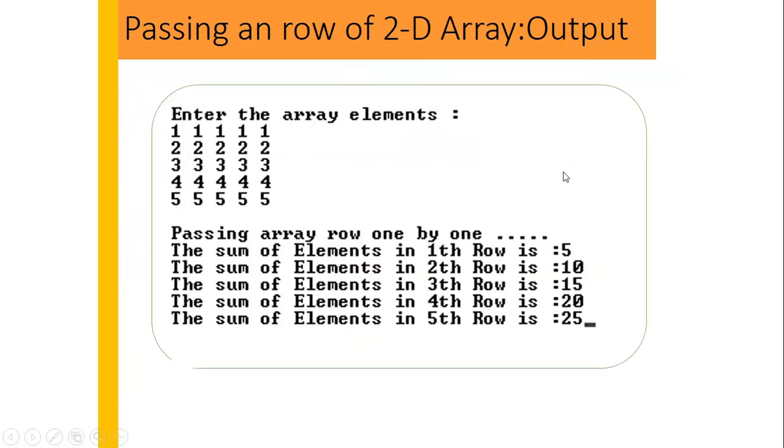Let's see, the example is the same that we did in the previous slide, right, where we were passing without pointers also. So the inputs and outputs are the same.